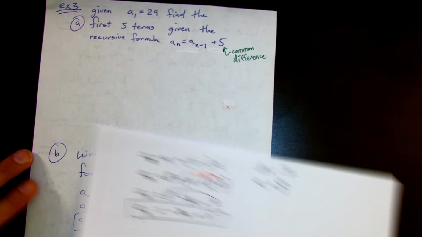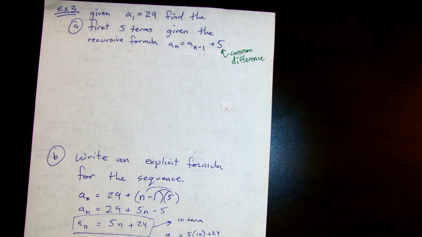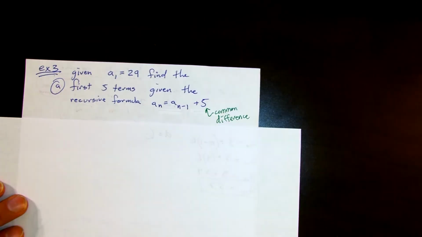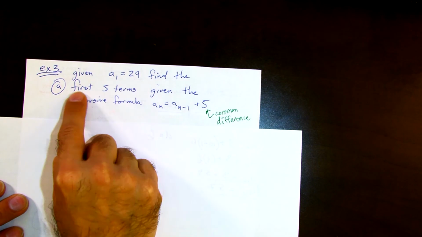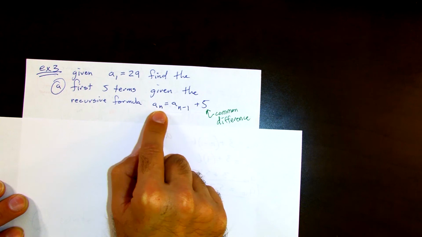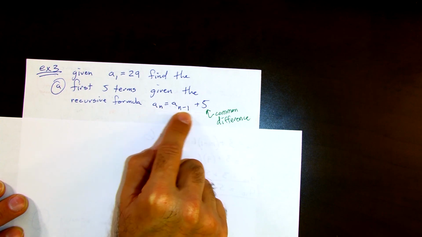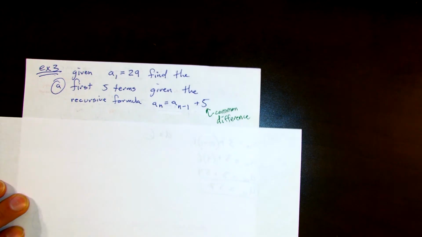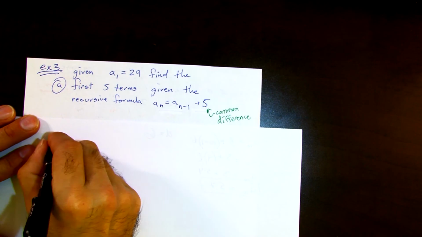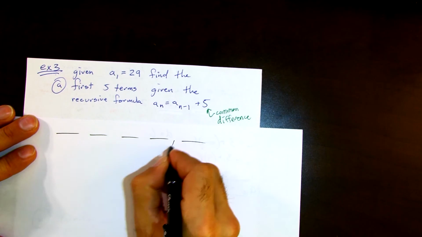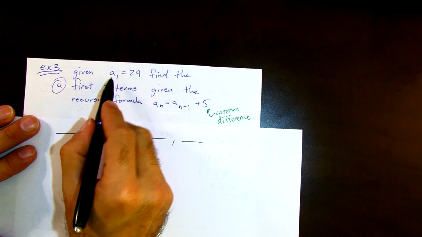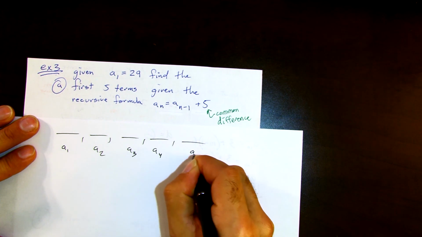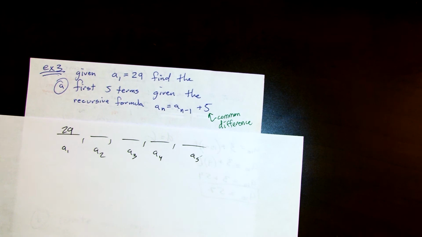All right. This is number 3 in your workbook. It's number 3 on page 227. A sub 1 is 29. Find the first 5 terms given the recursive formula. A sub n is equal to a n minus 1 plus 5. This is basically just the mental math, and I put this here to tell you what the common difference is. So all we need to do is fill in the first 5 terms. And what do I know as my first term? A sub 1 is 29.